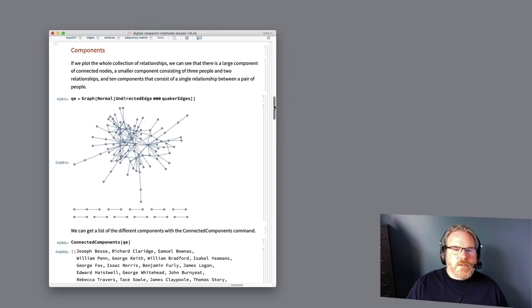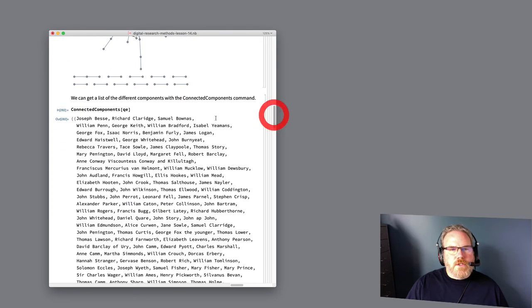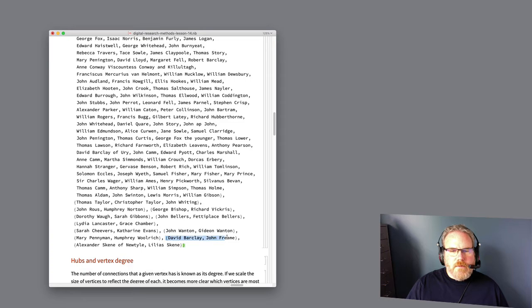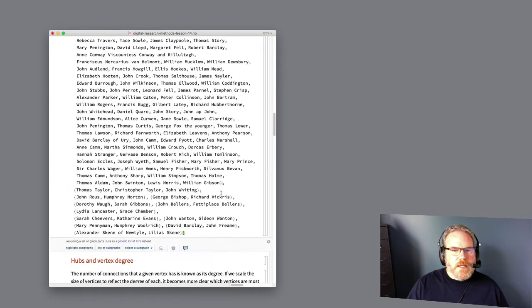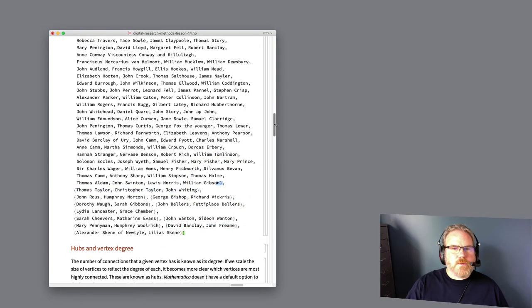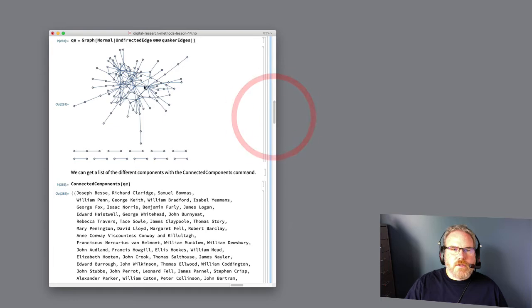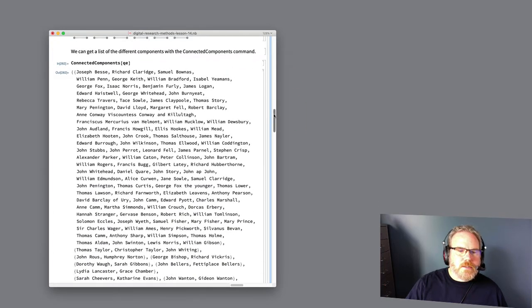There's a command called connected components, which gives us lists of each of the people in each of these components. So if we start with one of the smaller ones, let's say right here, this is just 2 people who know each other. This larger list that starts here, ends with William Gibson and starts with Joseph Bess, that larger list is all of the people in this large connected component in the center.